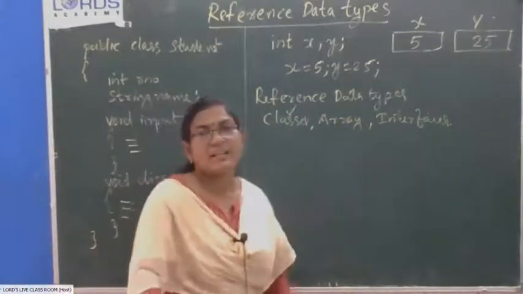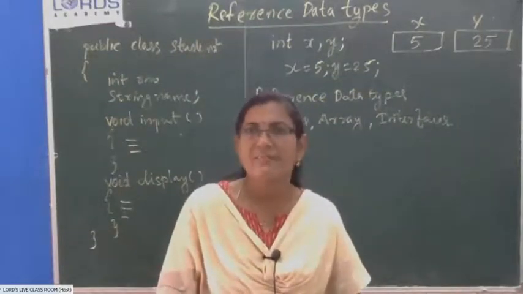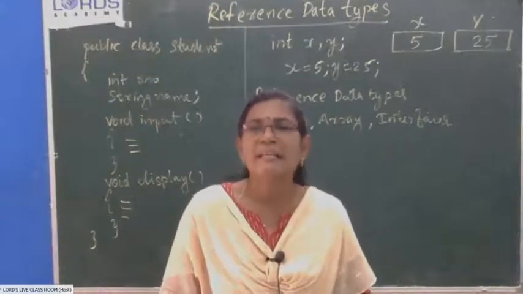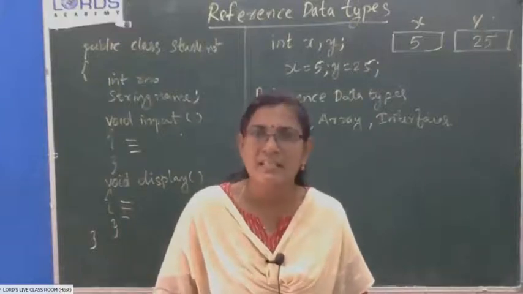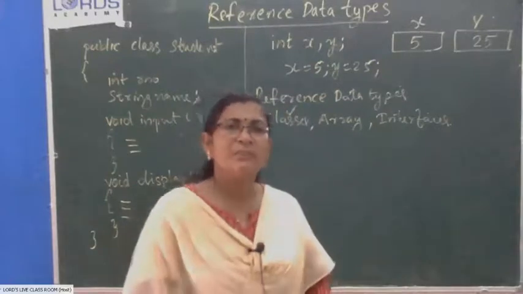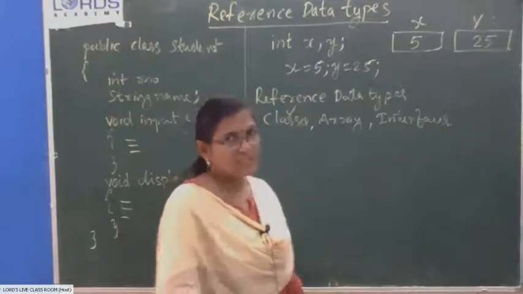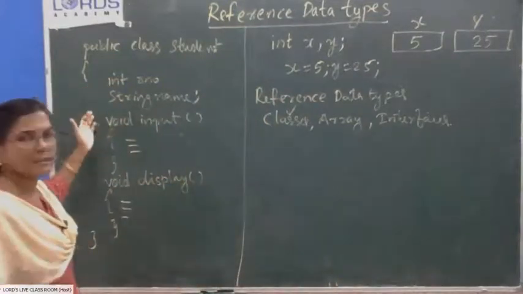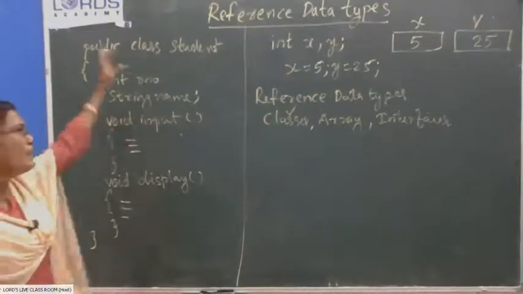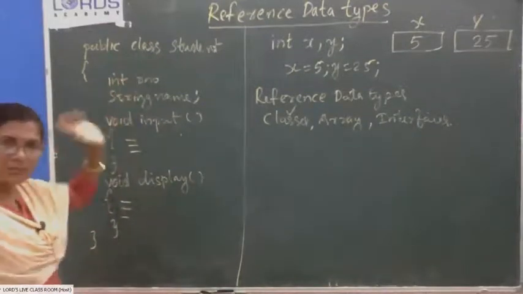Similarly, an array is a combination of similar data items. In an array, we will be able to store a number of data items, and an interface also contains a number of methods and constants. So these are all combinations of different elements in these kinds of reference data types. As in a class we can see two variables and two methods, two variables of two different data types, a combination of methods and variables of different data types.